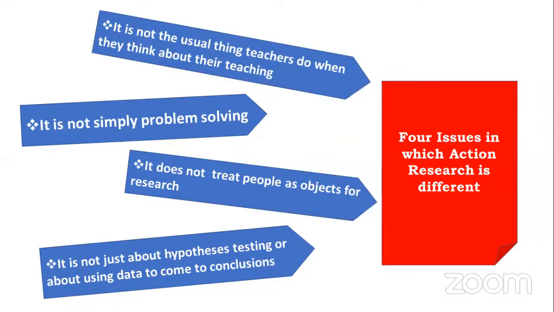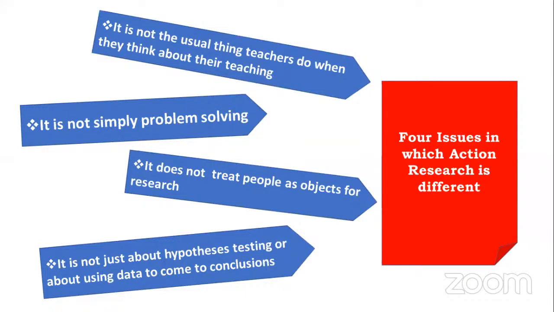The 4 issues in which action research is different. There are some of the 4 issues. It is not the usual thing teachers do when they think about their teaching. Action research is more systematic and collaborative in collecting evidence on which to base rigorous group reflection. That's why it is not the usual thing teachers do when they think about their teaching. It is not simply problem solving. It is motivated by a quest to improve and understand the world by changing it and learning how to improve it from the effects of changes made.